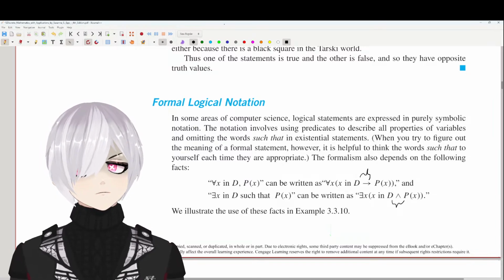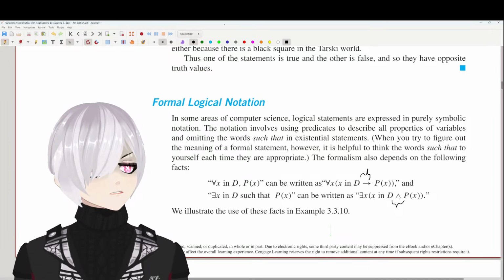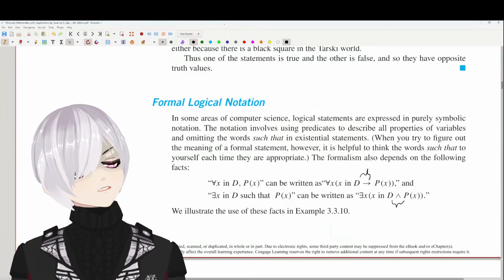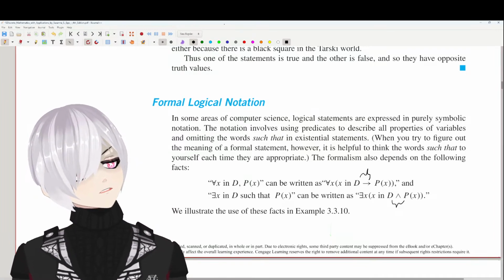I guess you don't have to use a conditional statement with it. Yeah, I guess that's it. Like there exists an x in D such that P of x. That's the same thing as saying there exists an x such that it's in D and P of x.